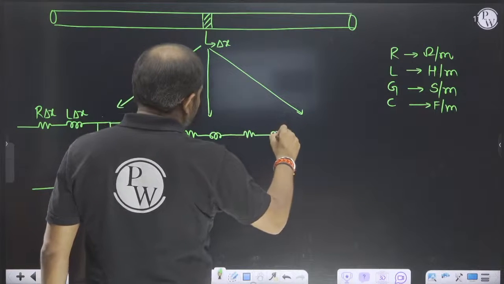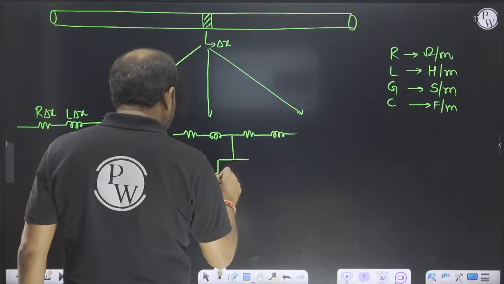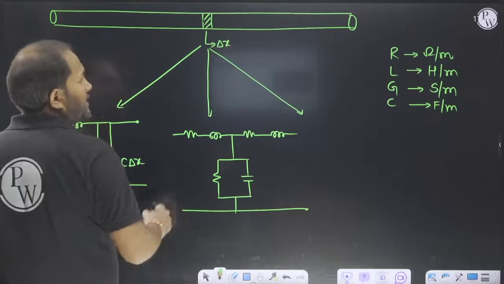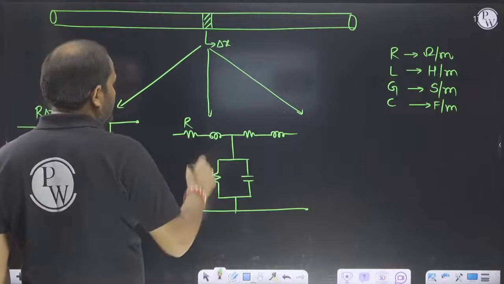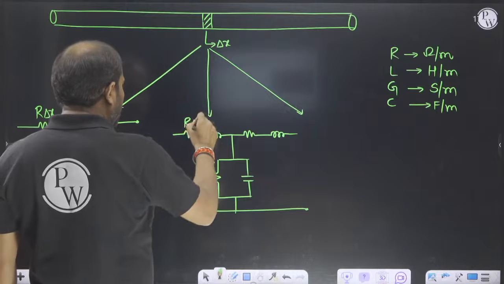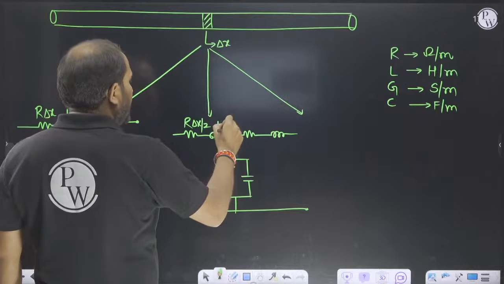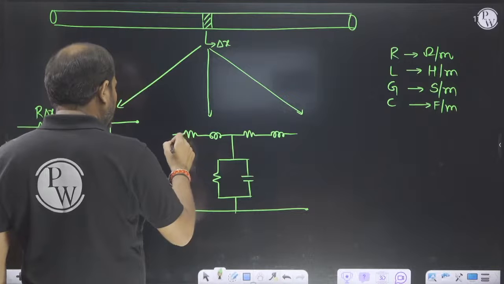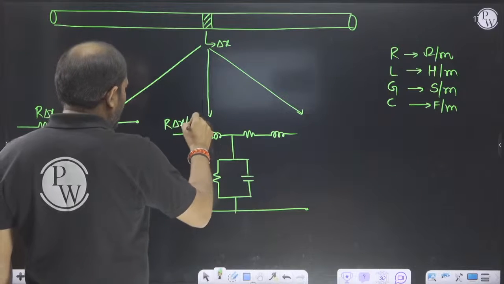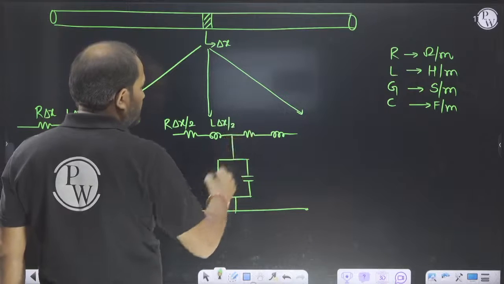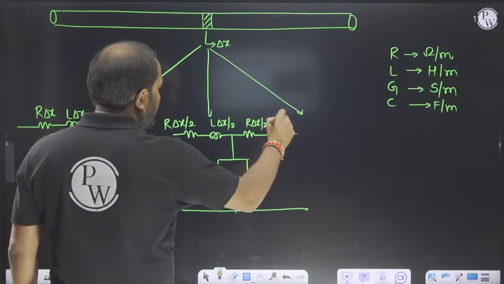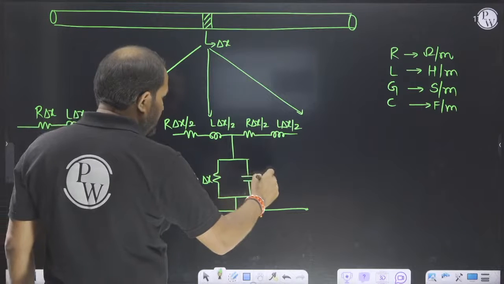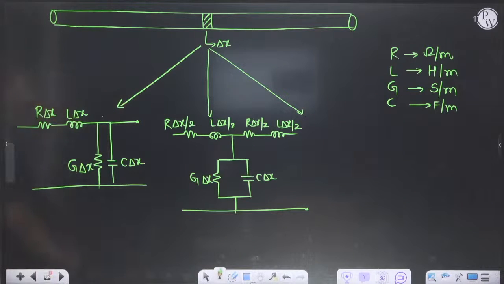So what we will do, I will divide this R and L in two parts. In two parts, this one is R, this one is L. So it is divided in two parts, so R delta x by 2 and L delta x by 2. This one is R into delta x by 2, and this one is L into delta x by 2. This one is G into delta x, this one is C into delta x. So there is a T network.